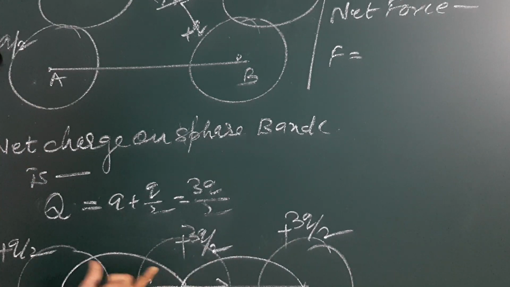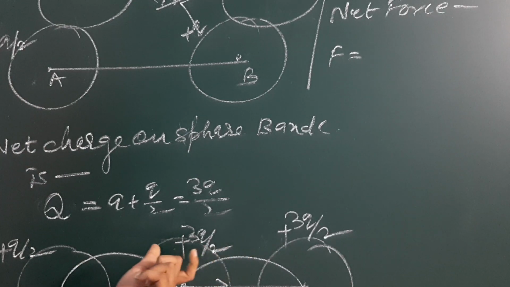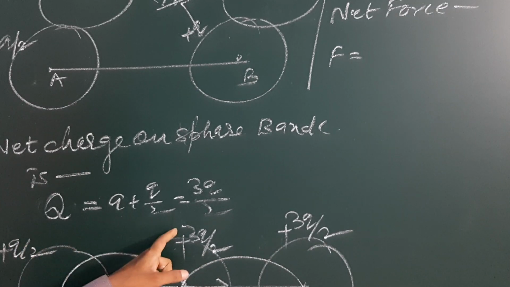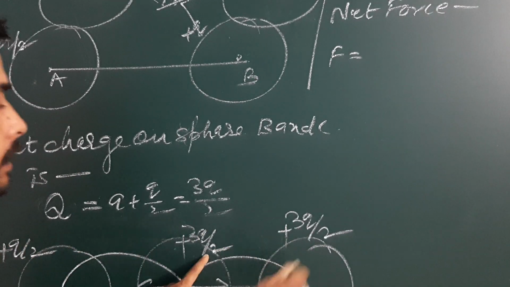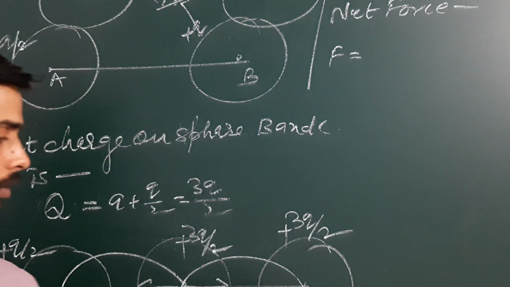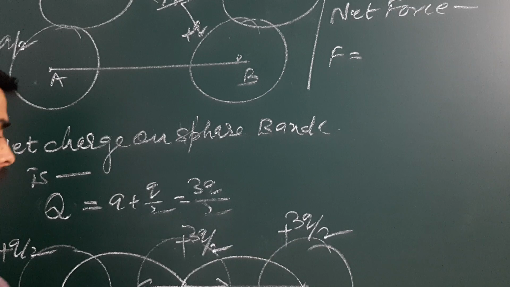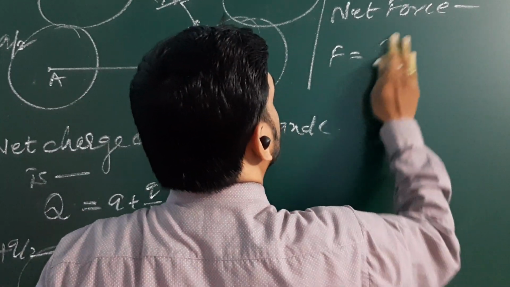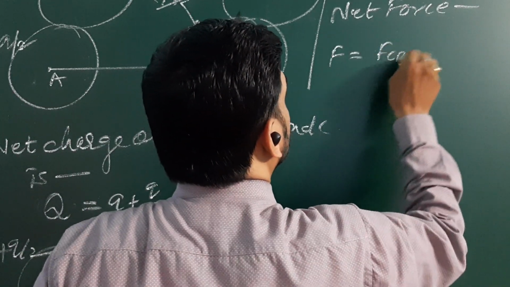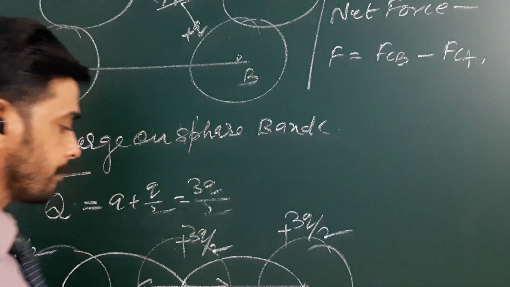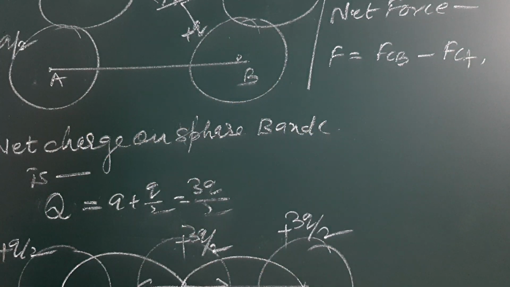Then we have to see which charge is greater. Right now it has q by 2, 3q by 2, 3q by 2. Okay, this one is bigger. So what is the magnitude of force due to the sphere B on C? That is FCB. So we can write FCB minus FCA, because the force between C and B is greater than the force between A and C, as distances are the same.